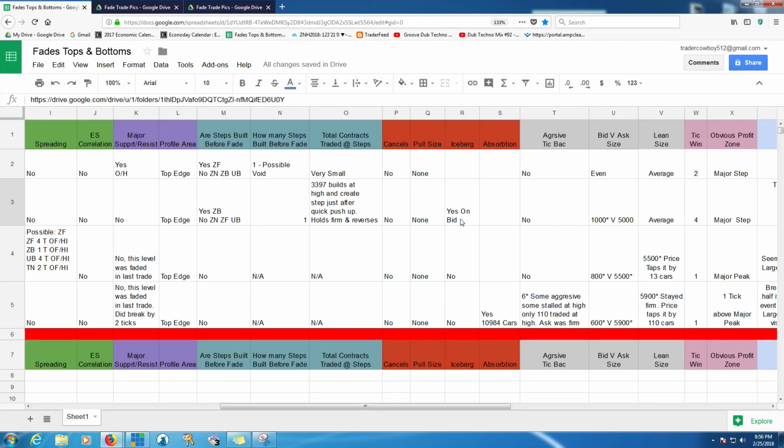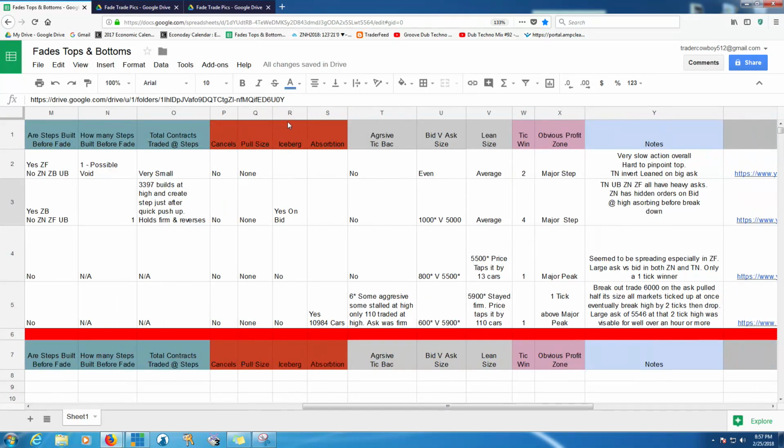Iceberg? Yes, on the bid. So there was an iceberg. And if we look at the video, we'll be able to see it. And I added iceberg and absorption after I did the fade 1 video, so you're not seeing information there because I added those two categories. Aggressive tick back. I should probably spell that the right way. Basically, when you get to a high, does it aggressively tick back?